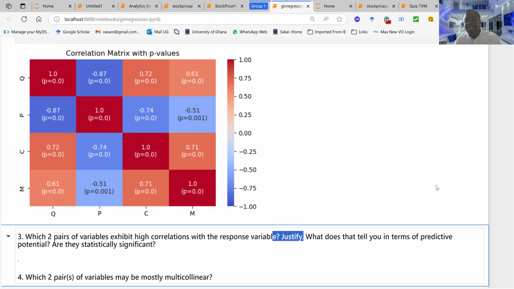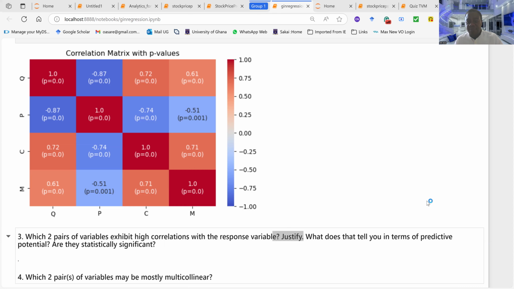What does that tell you in terms of the predictive potential? So the answers that have been given are Q and P and Q and C. What does that tell you about the predictive potential? Joseph, Ernest. What does that tell you about the predictive potential? Joseph. Hello, Doc. Go ahead. Yes, please. For P and C.